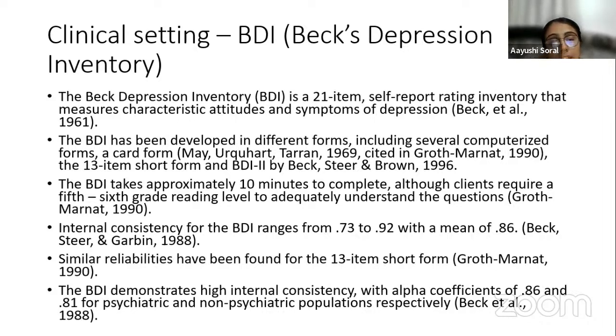Moreover, the BDI takes approximately 10 minutes to complete, although clients require a 5th or 6th grade reading level to adequately understand the questions. The internal consistency for the BDI ranges from 0.73 to 0.92 with a mean of 0.86. Similar reliability has been found for the 13-item short form. The BDI demonstrates high internal consistency because the items are highly correlated, with alpha coefficients of 0.86 and 0.81 for psychiatric and non-psychiatric populations respectively.